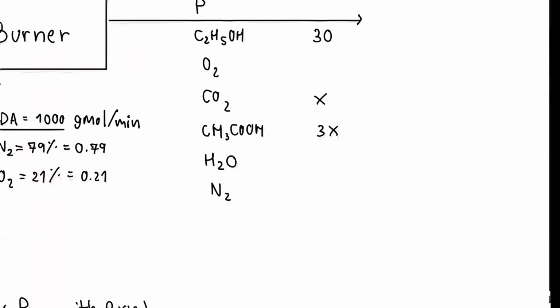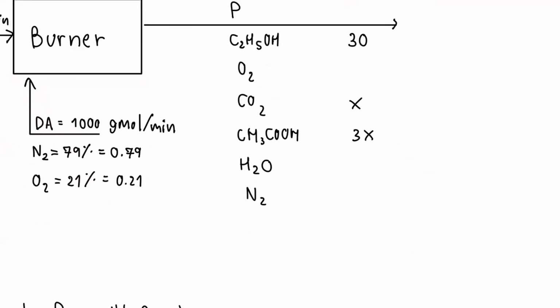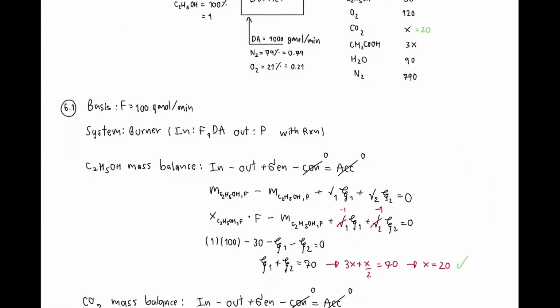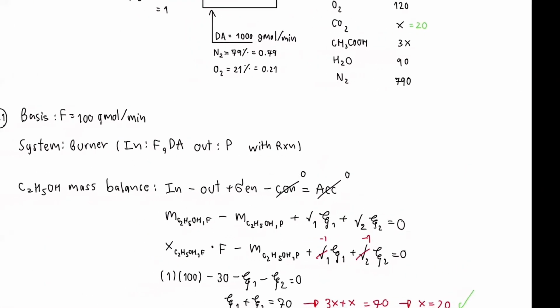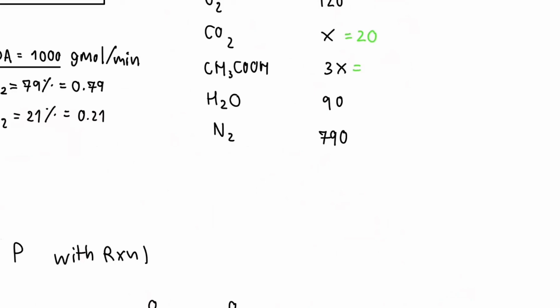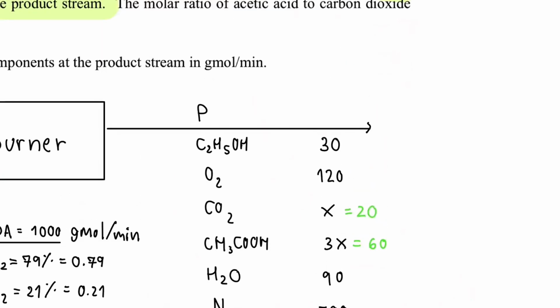We can write it like here: 120, 90, and 790. Okay, so x we got is 20, right? From here. And for acetic acid, we can substitute x, so it is 60. So the total of the head stream, we got 1,110 gram mole per min.